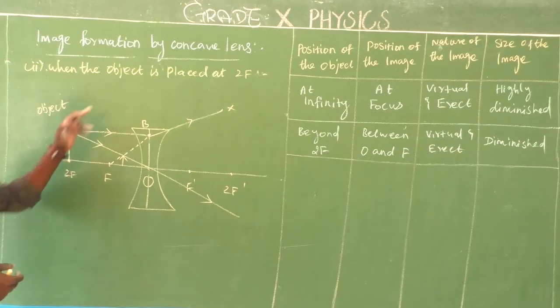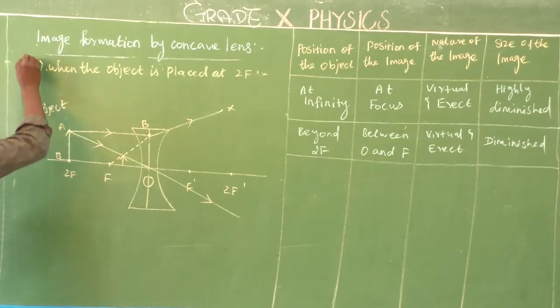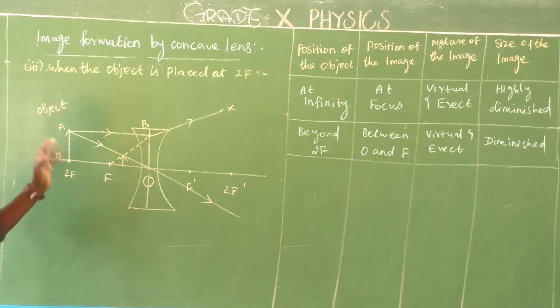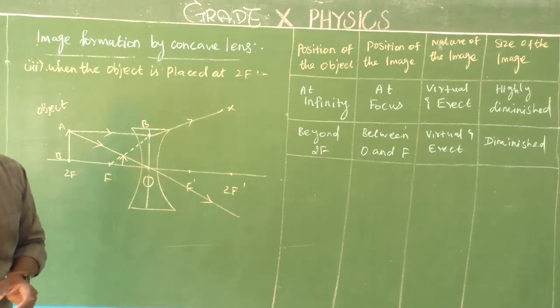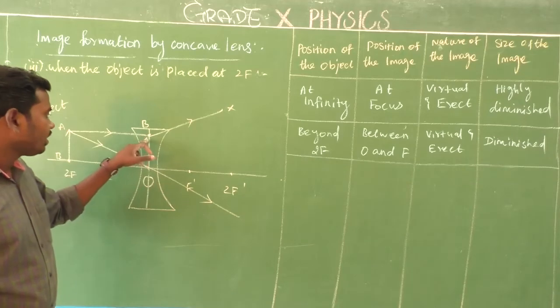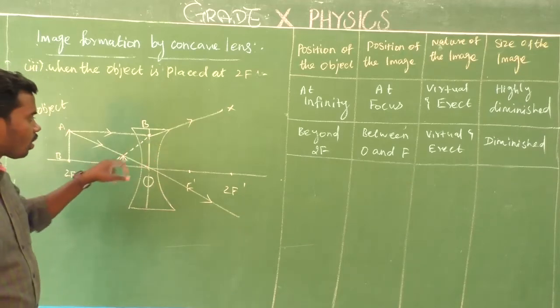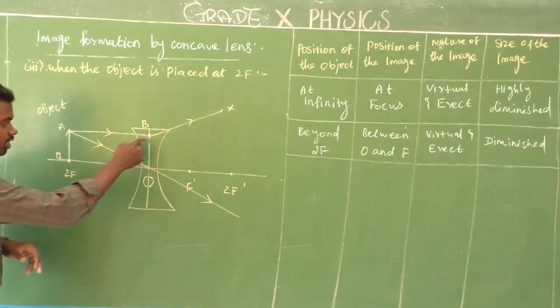Look here. In the third case, the object is placed at 2F. A is the top of the object and B is the bottom of the object. So many light rays are coming from an object placed at 2F. Consider just two rays. The first ray is parallel to the principal axis. If a ray of light is parallel to the principal axis, then after refraction through the concave lens it appears to come from its focus. So this is the first one.